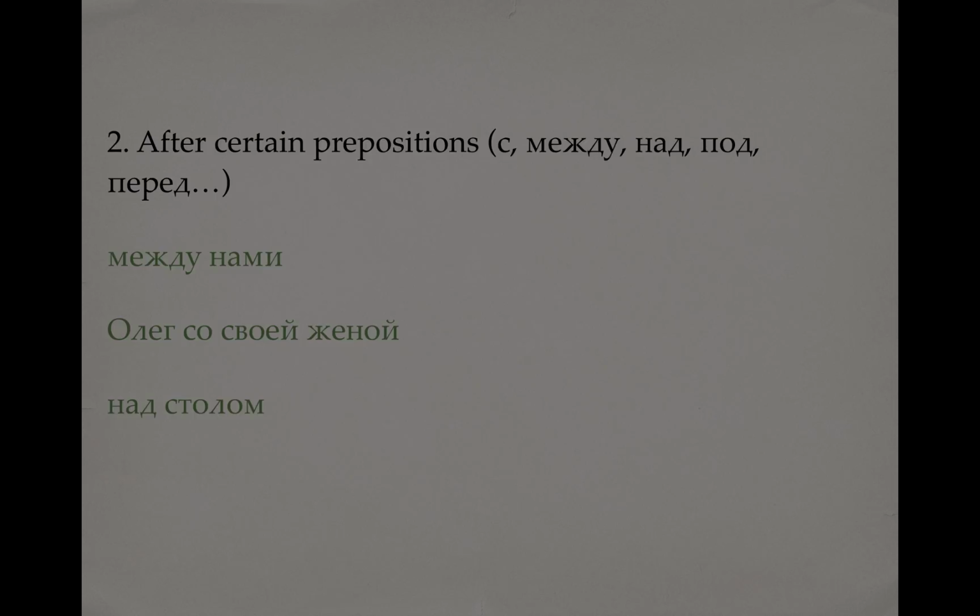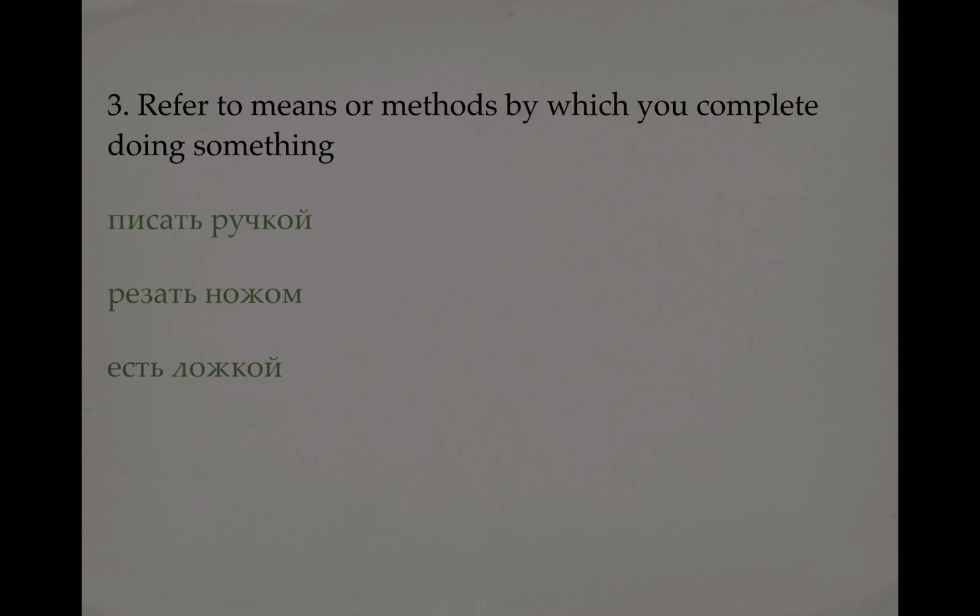Okay, now let's look at the third case when we use the instrumental case. It can refer to means or methods by which we complete doing something. What does this mean? So we directly look at the examples. The first one, писать ручкой. What does this mean? Писать is to write, and ручка is pen, yes. So why do we use the instrumental case of ручка, ручкой?